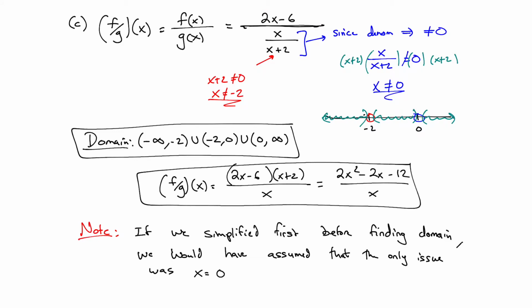Okay? So move on to the last one, part D, which was g times h of x, which is just defined to be g of x times h of x, which would be x over x plus 2 times the square root of x minus 1. Now there's not much to do to quote-unquote simplify it, but let's look at it holistically.